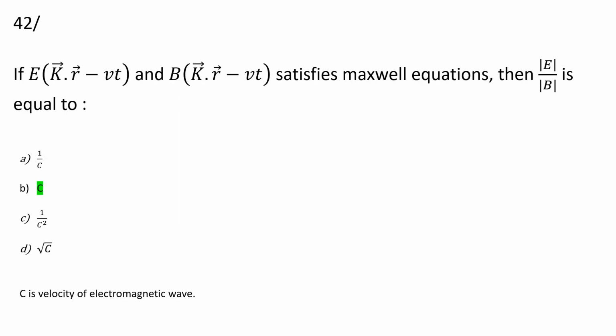Then, if E(k·r - ωt) and B(k·r - ωt) satisfy Maxwell's equations, then E by B is equal to, and here the options are 1 by c, 1 by c square, and root c. And again here it has been given that c is the velocity of the electromagnetic wave, and here the answer will be c. I mean option B, and the correct answer is c.